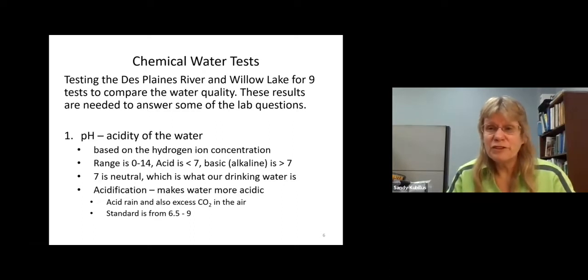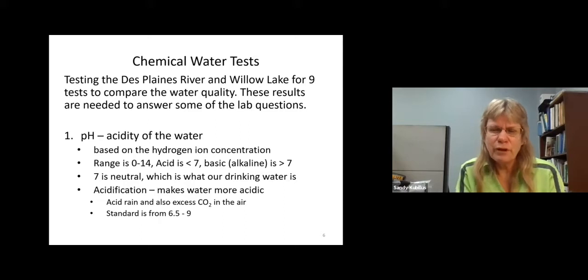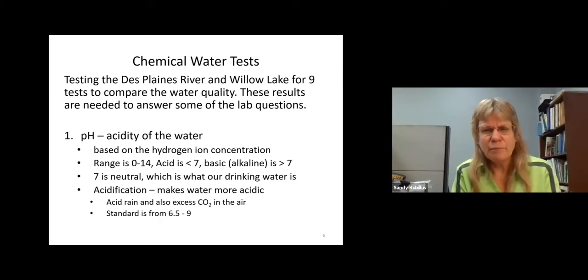So pH is the acidity of the water, and the scale goes from 0 to 14, and 7 is neutral. 7 is our drinking water. So anything below 7 is acidic, anything above 7 is basic or alkaline. And it's a logarithmic scale, so the further you get from 7, the much more acidic or basic it's going to get.